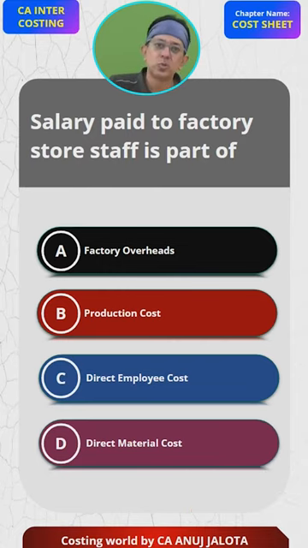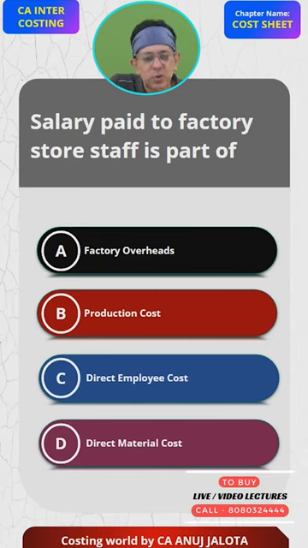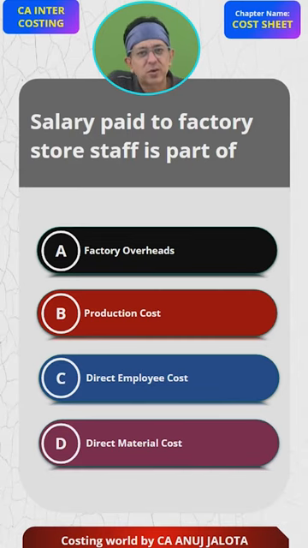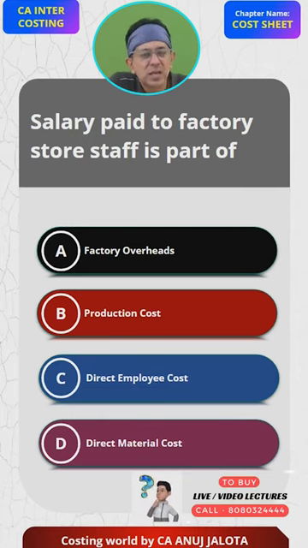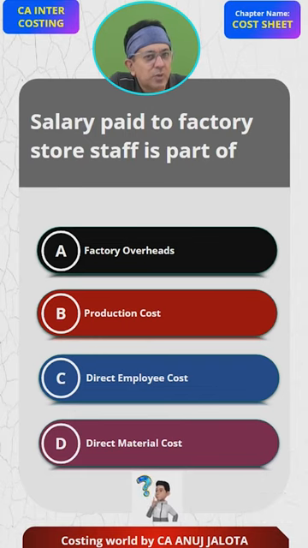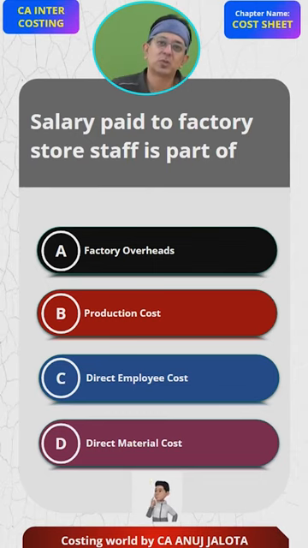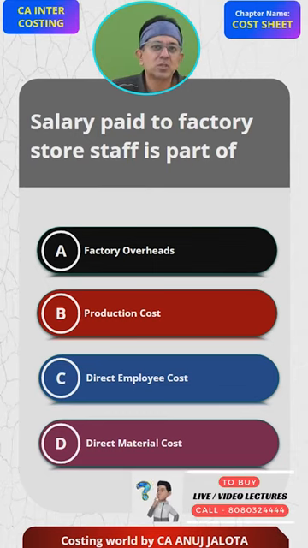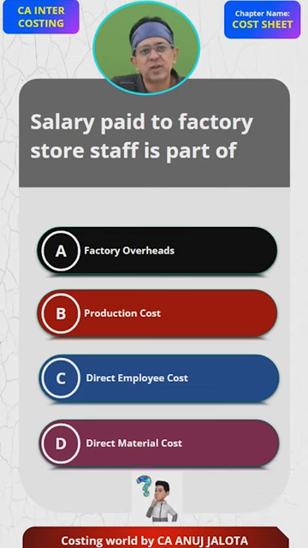Honestly, A can also be the answer. Honestly, B can also be the answer, because production cost in any case includes factory overheads. So if you're thinking what should be the answer, I think I can go with answer A. I don't think it will be wrong, although B can also be correct, because if anything forms part of factory overheads, it should also form part of production cost, because production cost means factory cost. Factory cost includes factory overheads.